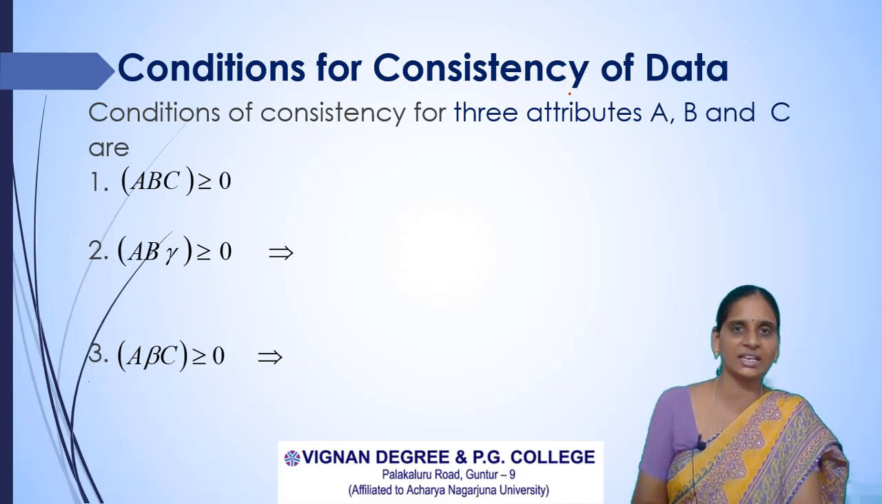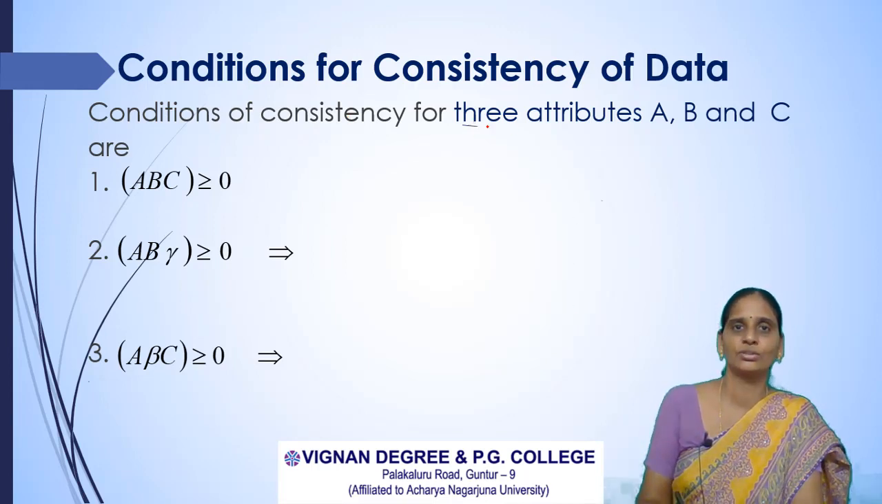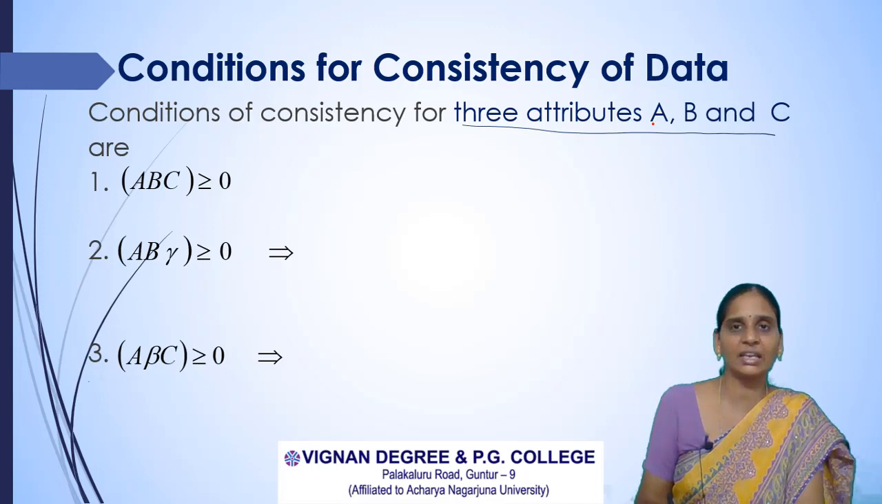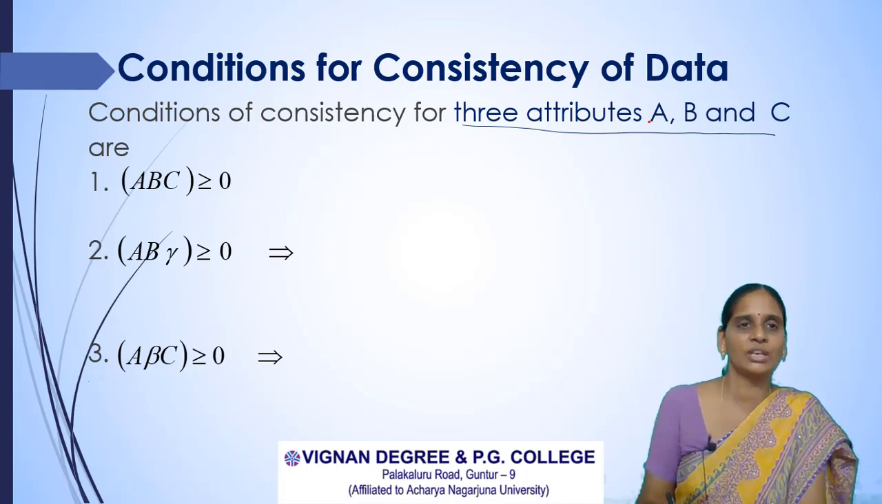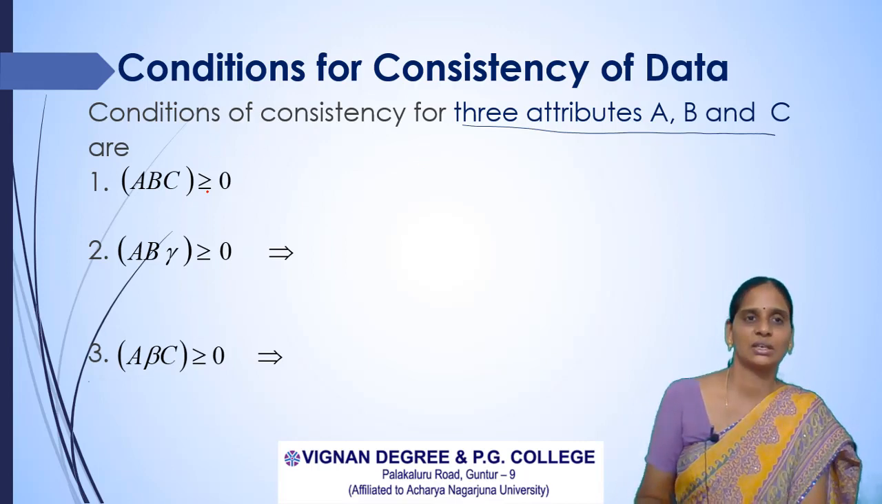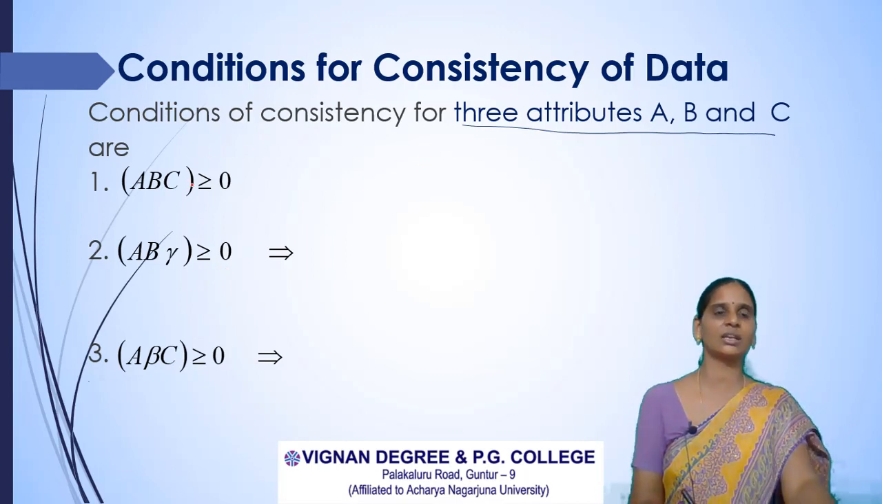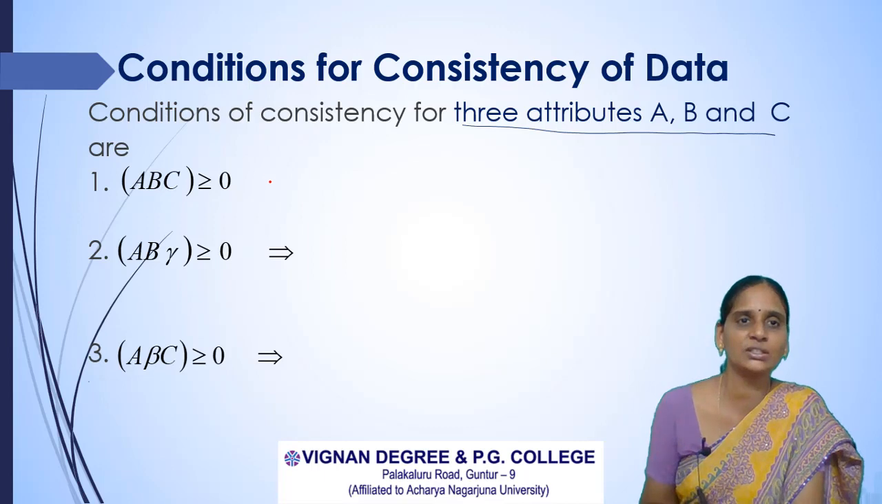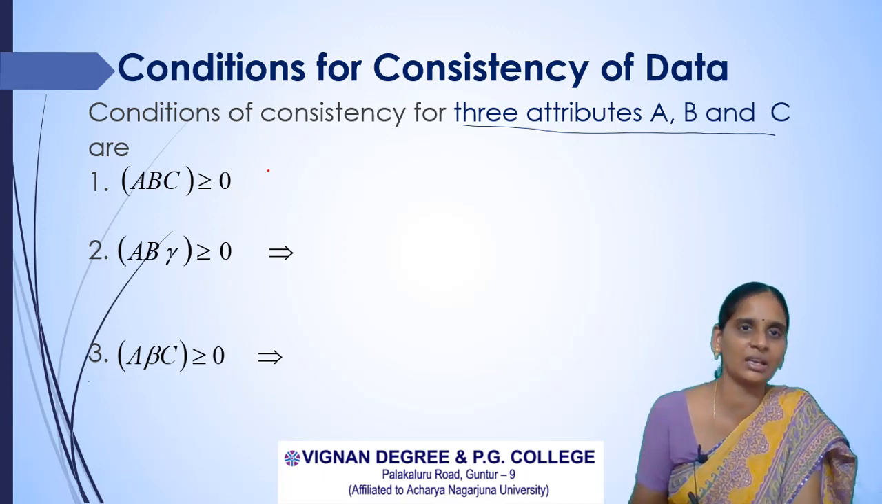Now the consistency condition for three attributes. Those attributes are denoted by A, B and C. Here, for taking three attributes, we get 8 class frequencies. In this slide we are discussing 3 class frequencies. First class frequency is frequency of ABC is greater than or equal to 0. This is the first condition for consistency of data.